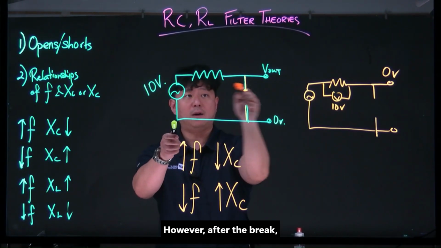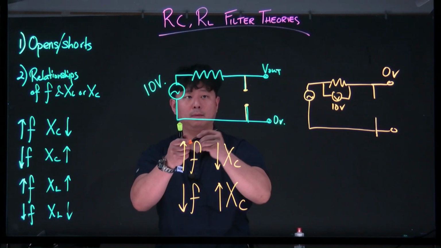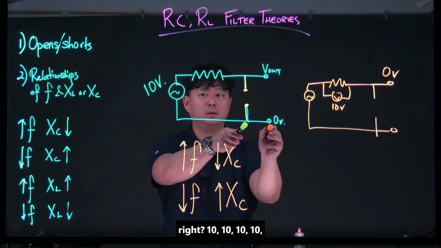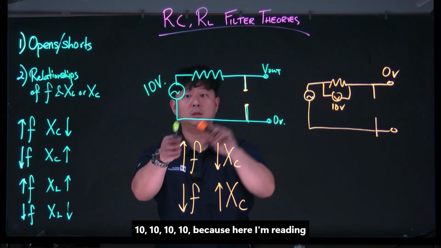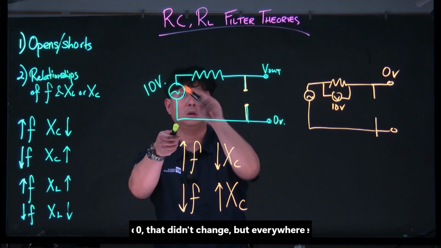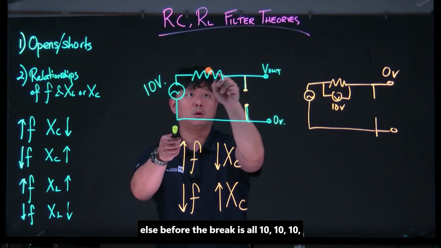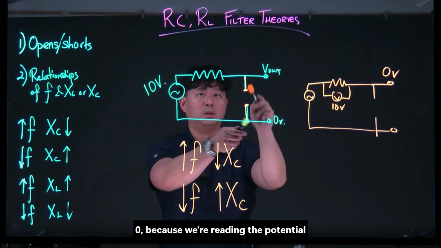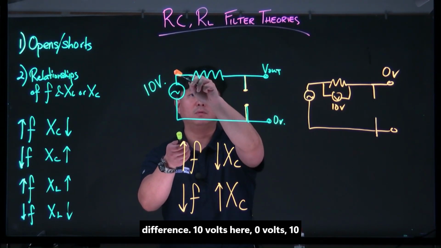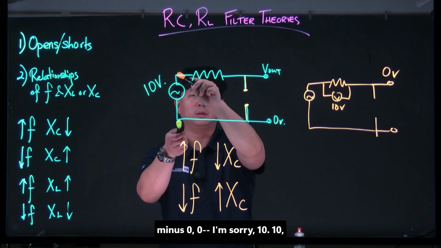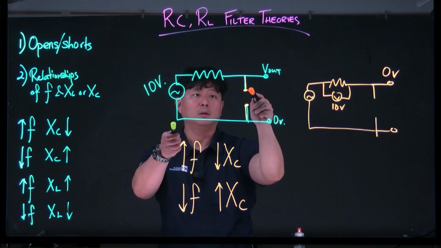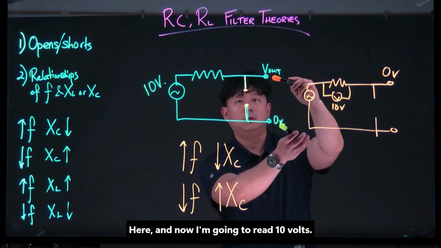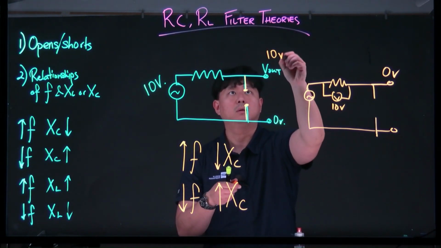However, after the break, what am I reading? 0, 0, 0, 0, 0, 0, 0, 0, 0, right? 10, 10, 10, 10, because here I'm reading 0. That didn't change. But everywhere else before the break is all 10, 10, 10, 10, 10, 10. 0, because we're reading the potential difference. 10 volts here, 0 volts, 10 minus 0. Oh, sorry, 10. 10. 0, 0, 0, 0. Here, and now I'm going to read 10 volts.